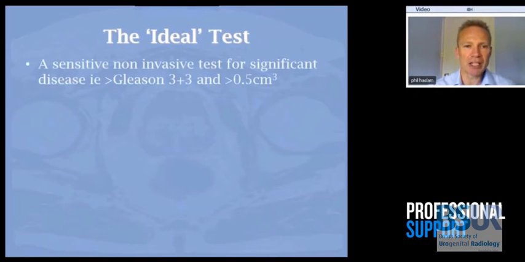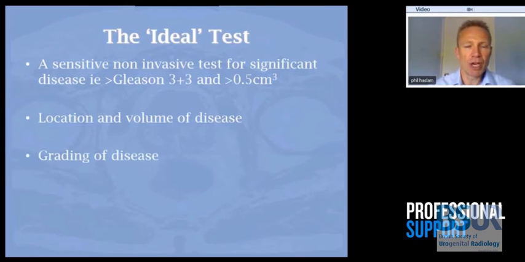So an ideal test would be sensitive, non-invasive, and it would find significant disease. That would be anything greater than Gleason 3+3 and more than about 0.5 centimetre cubed in size. This ideal test would give the location of the tumour and the volume of the disease. It would hopefully give an estimate of the grading of the disease, although that would be predominantly on biopsy. But of course we would like accurate staging, including staging of the lymph nodes. That's very important.